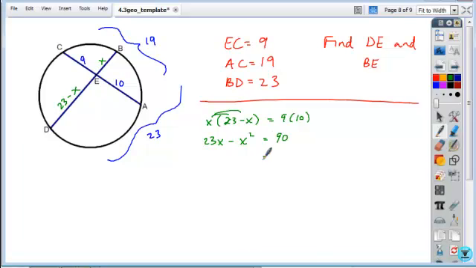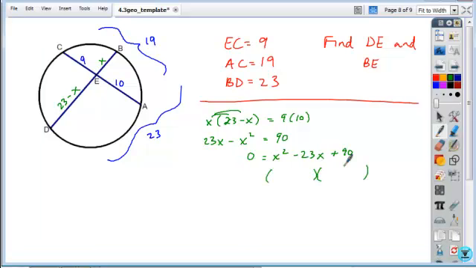Move everything to one side. Anytime you're dealing with an equation with more than just one variable, you move everything to one side, set it equal to 0. If it's a single term with a variable, just isolate that term. So here we're going to add x squared to both sides, subtract 23x from both sides, leave the 90, and set that equal to 0.